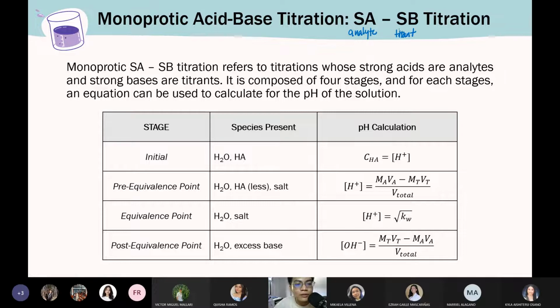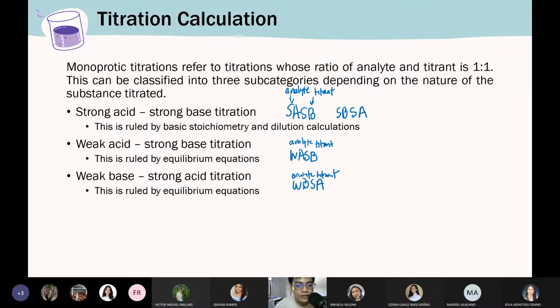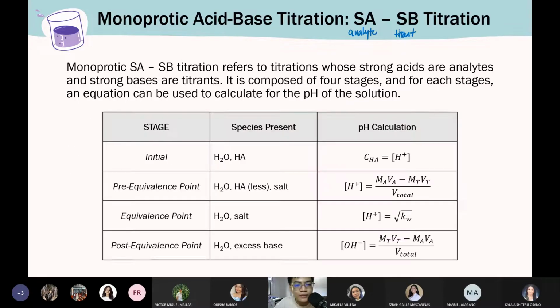Itong stages na to, pare-parehas to sa 4 na uri ng titration. So, pare-parehas yan sa SASB, SBSA, WASB, WBSA. So, pare-parehas lang sila. Okay? So, mayroon silang initial, pre-equivalence, equivalence, and then post-equivalence.